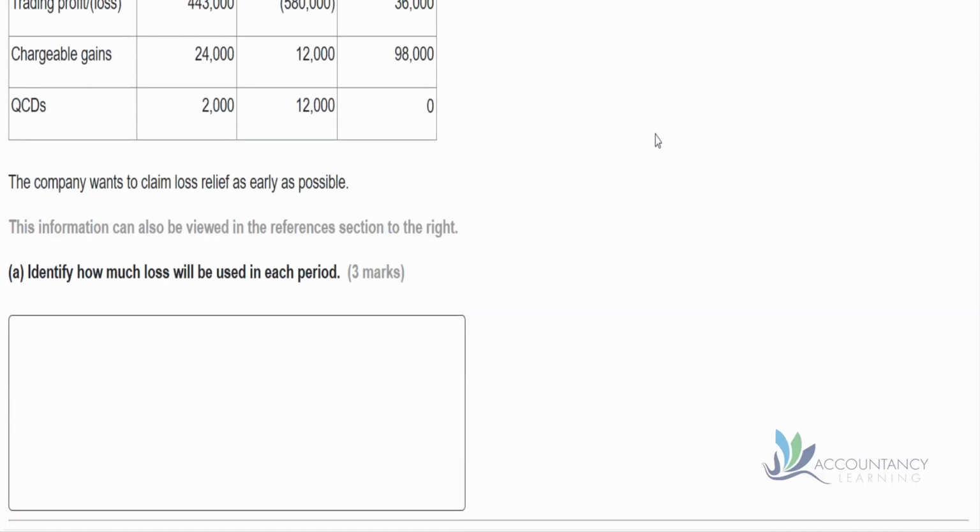In part A it's asking to identify how much loss will be used in each period, and this is provided as a written box. So it's not asking us to explain anything, but given that it is a written box, it looks as if credit will be given for showing workings, even though perhaps you might not get it perfectly right. So this is good news for us. There's some flexibility for you to earn more marks here.